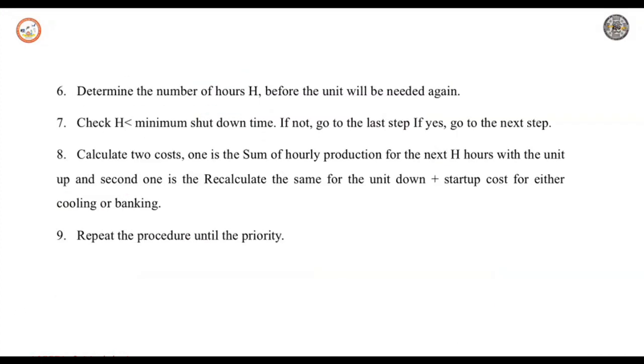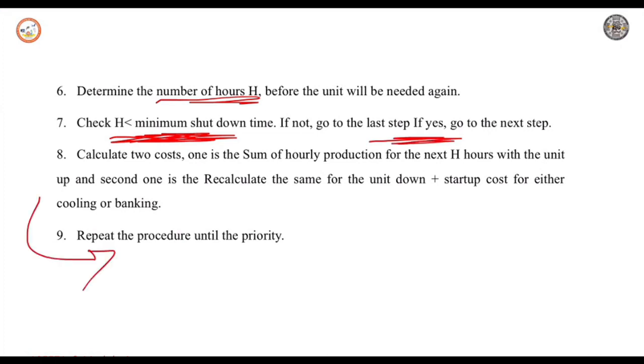Next, we need to determine the number of hours before the unit will be needed again, and check that the number of hours the unit is turned on should be less than the minimum shutdown time. If not, go to the last step, that is, we have to repeat the procedure for the next unit in the priority list. If yes, then we go to the next step.